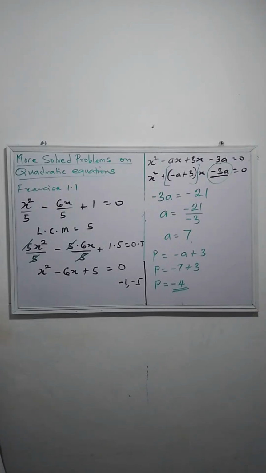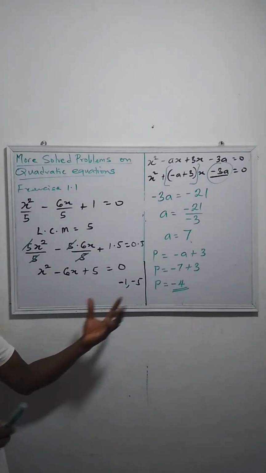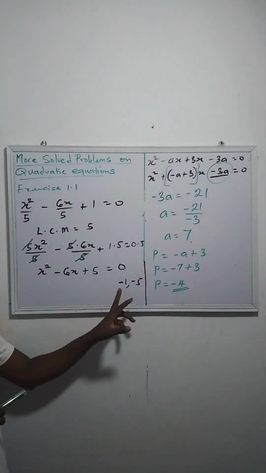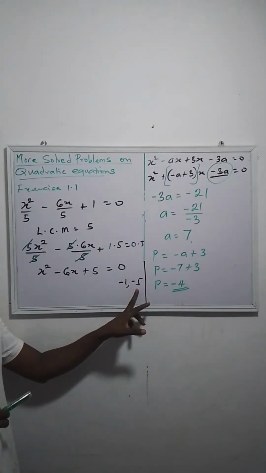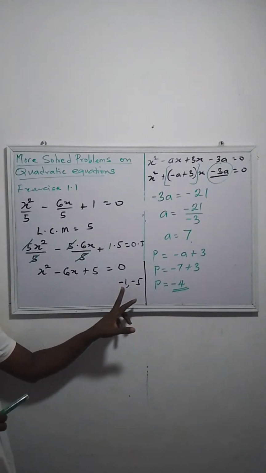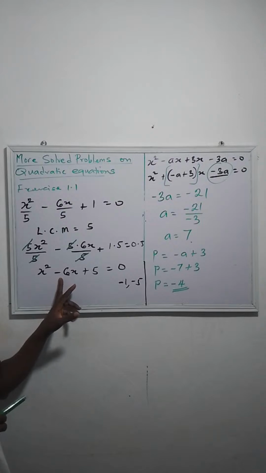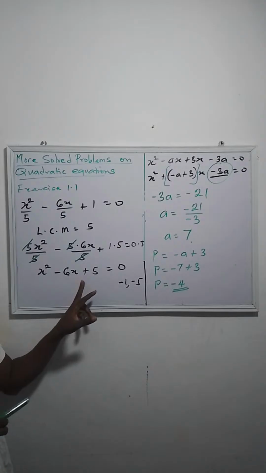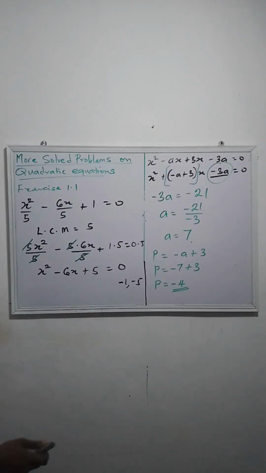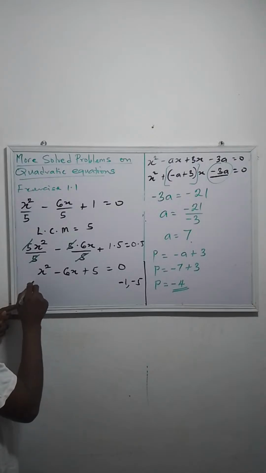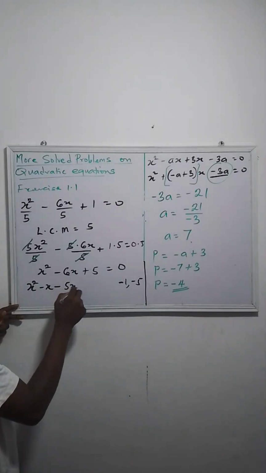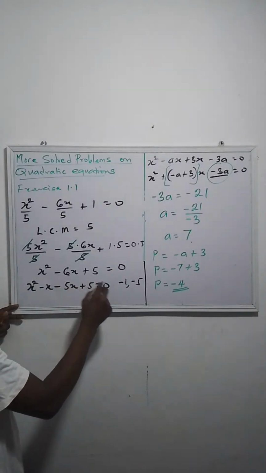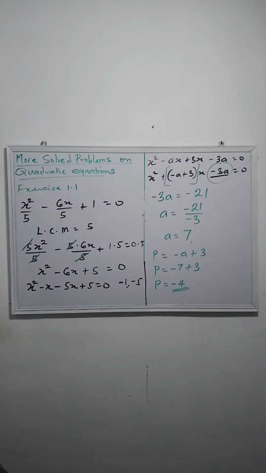I want to believe you all understand that. So there are some of you now that didn't get this answer. So do you get it now? So negative 1, negative 5. Add this and this together, you have the sum, that's negative 6. You multiply these two together, you have positive 5. All right? Good. So that means this equation turns to x squared minus x minus 5x plus 5 equals 0. So that's what we have.